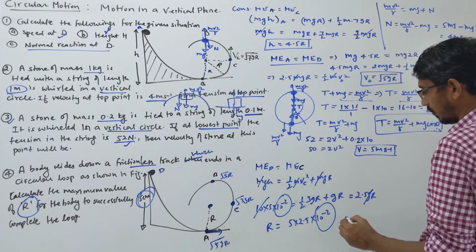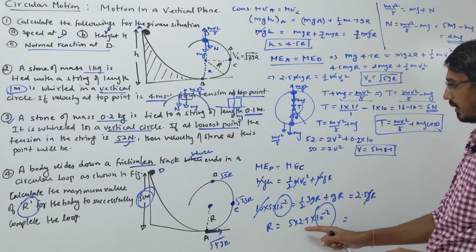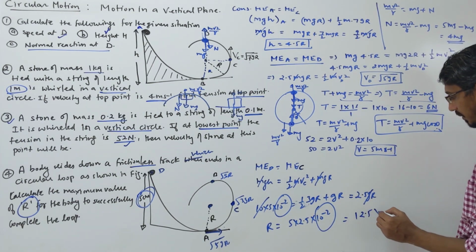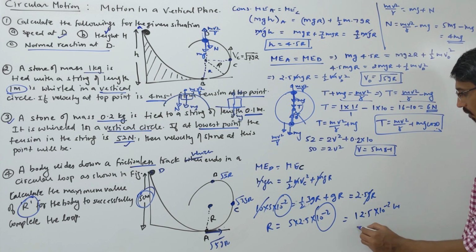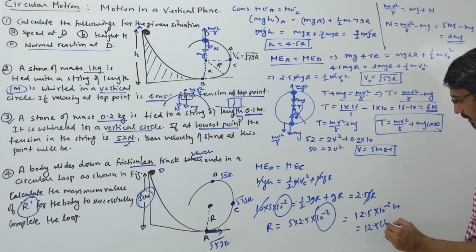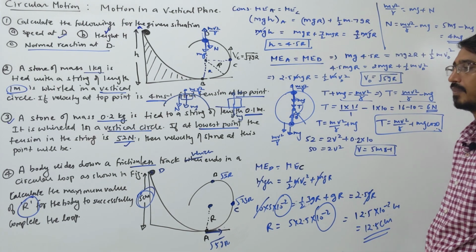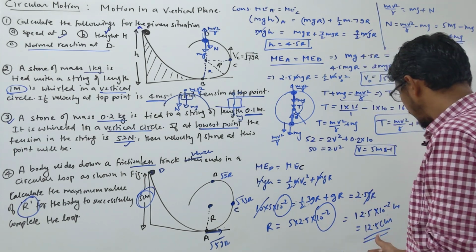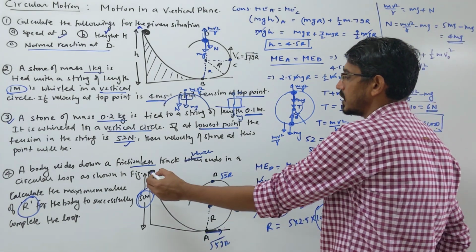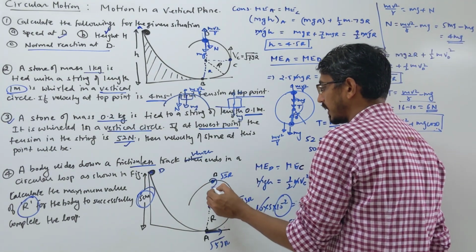So 5 into 2.5, how much does it become? 5 into 2 is 10. So it becomes 12.5 into 10 power minus 2 meter, or the simple answer is 12.5 centimeter. That is your answer simply. You should get exactly the same answer if you write energy conservation at this point and this point.